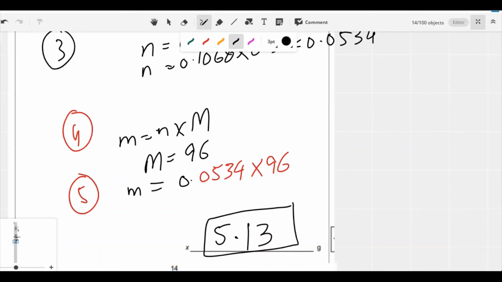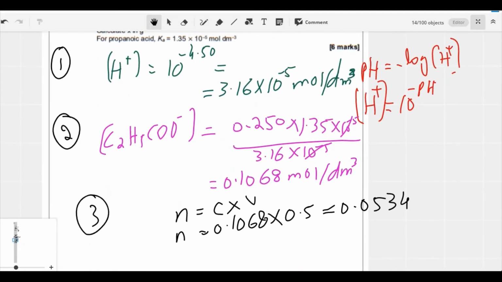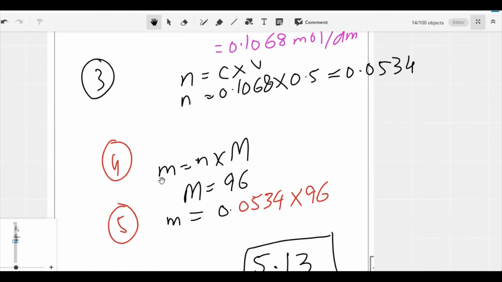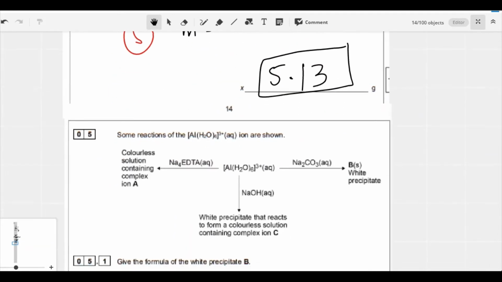So here, first you need to find the hydrogen ion concentration from the pH. Second, you need to find the propanoate ion. Then the third, n will equal C times V, because concentration is 0.1068 and the volume is 0.5. The fourth step, you put the values in the formula, mass is equal to moles times molar mass. So here the answer will be 5.13 grams.